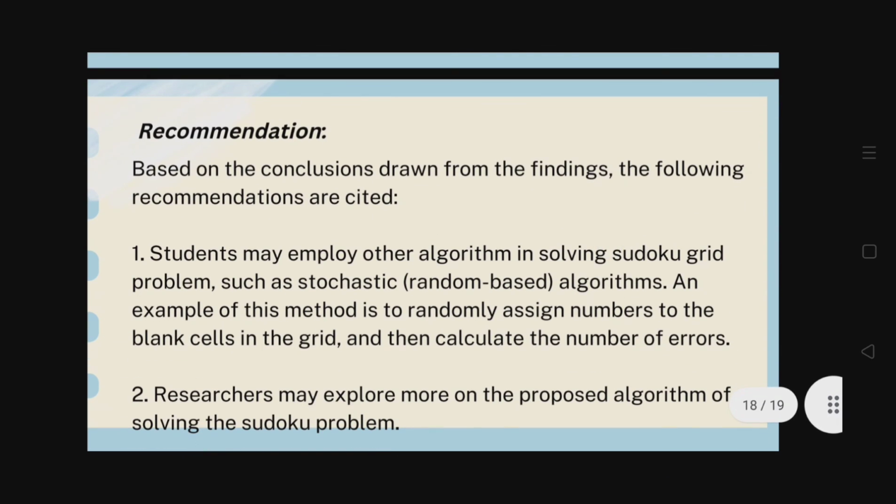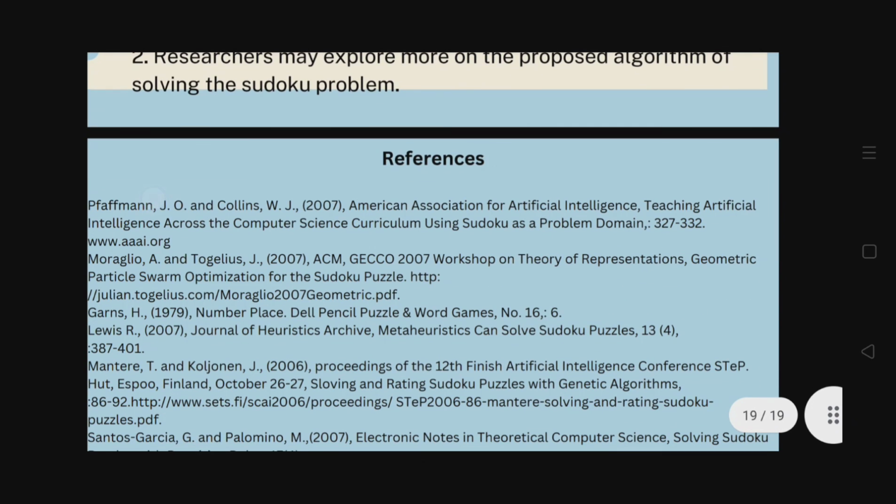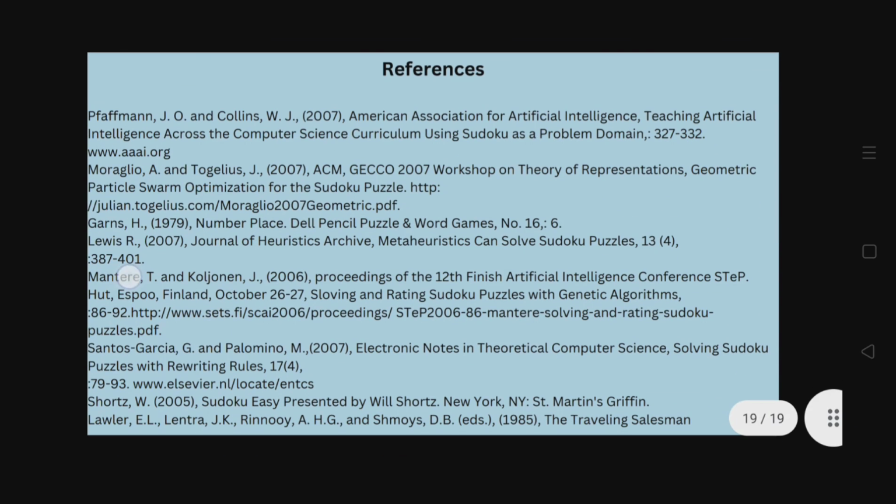And now for the recommendations. Based on the conclusions drawn from the findings, the following recommendations are cited. Number 1, students may employ other algorithms in solving Sudoku grid problems such as stochastic or random-based algorithms. An example of this method is to randomly assign numbers to the blank cells in the grid and then calculate the number of errors. Number 2, researchers may explore more on the proposed algorithm of solving the Sudoku problem. And here are the references of my research study.